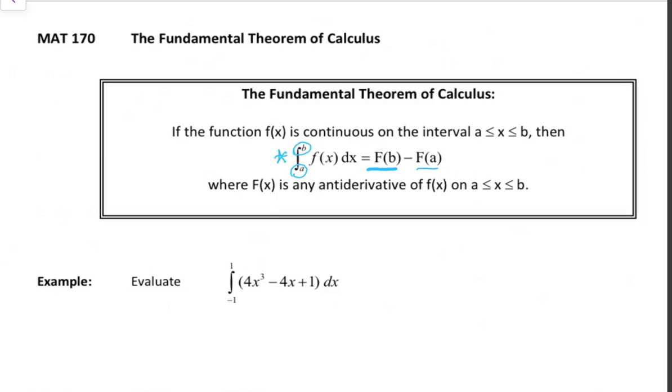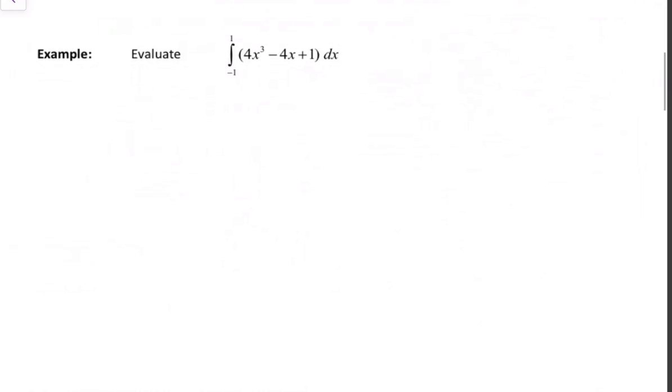So let's take a look at an example and see how that works. So here I've got a fairly simple integrand. So I'm going to start by integrating using whatever techniques of integration that I need to use. And in this case, I'm just going to need my power rule and my constant rule. So let's start by integrating. So I'm going to get an antiderivative that looks like this.